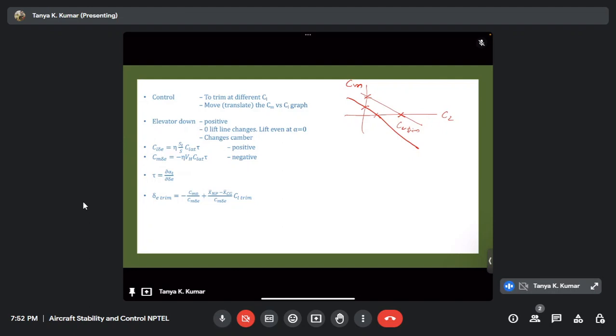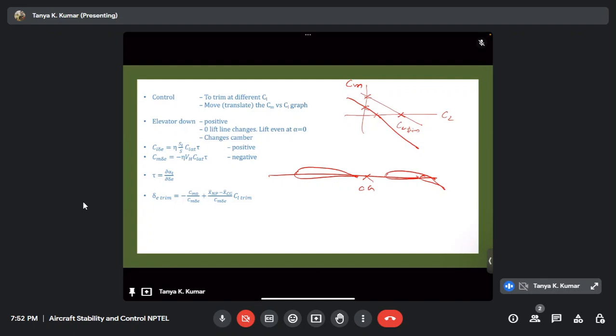Then we saw the convention. The convention that we follow is that elevator deflection downwards is considered positive. Okay, downward deflection of elevator is considered positive. So when you deflect the elevator down, what happens? What do you think will happen? So this is your fuselage reference line. This is your wing. This is your tail and CG. Okay, so if I deflect the elevator down, tell me what happens.